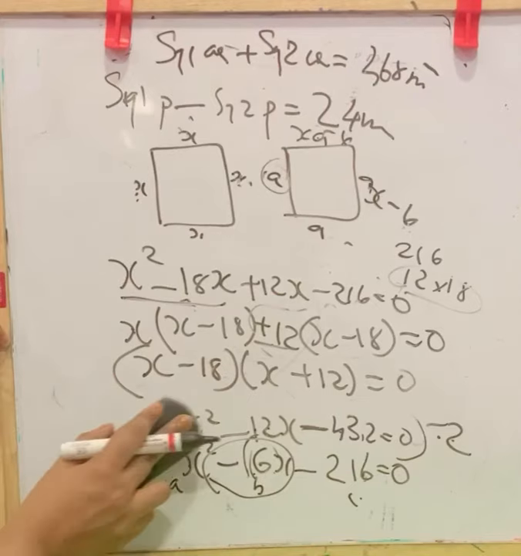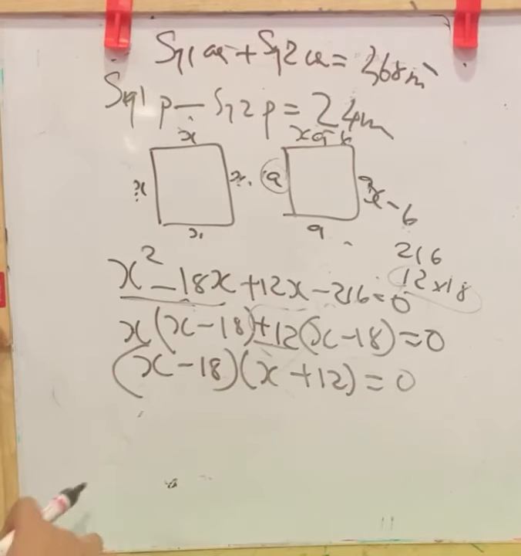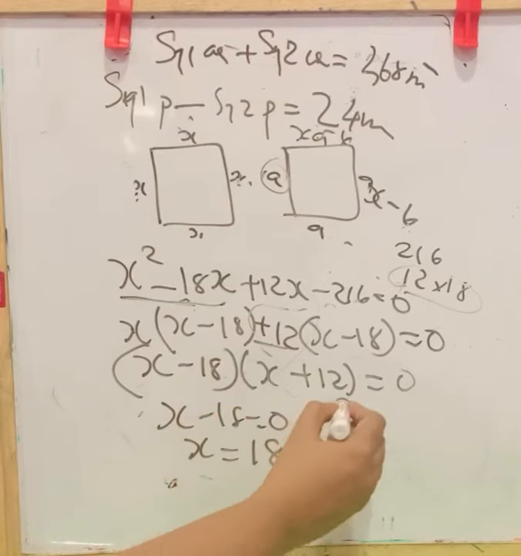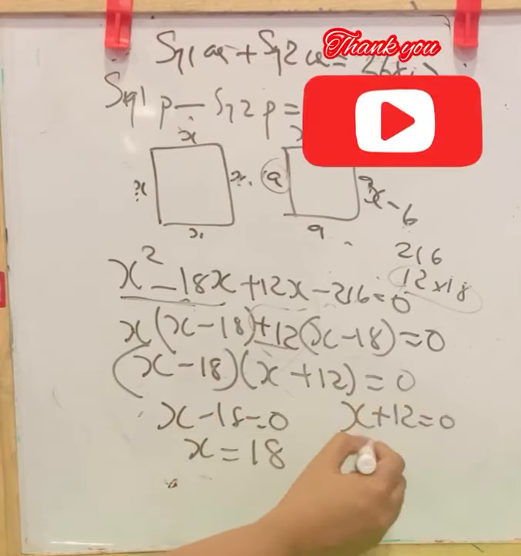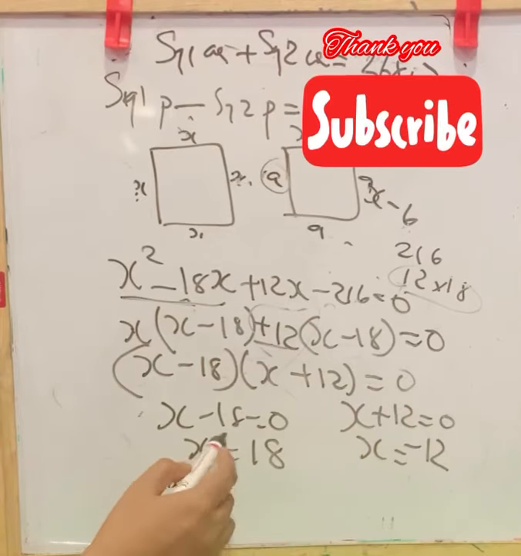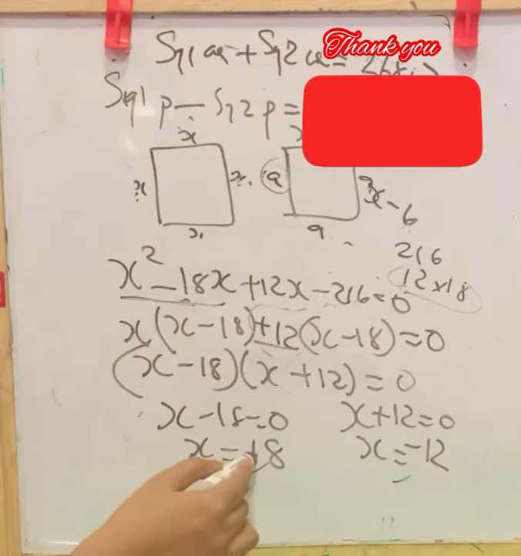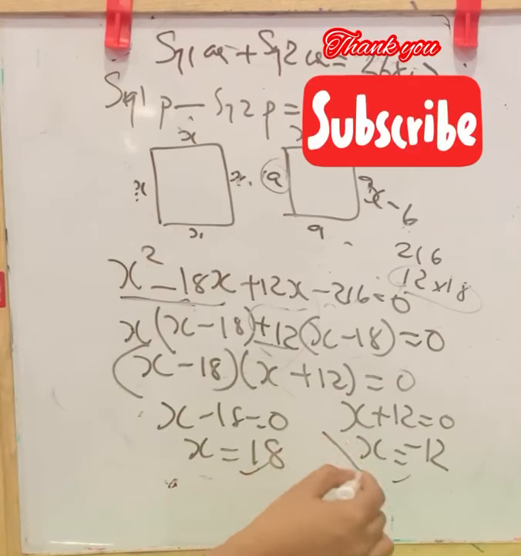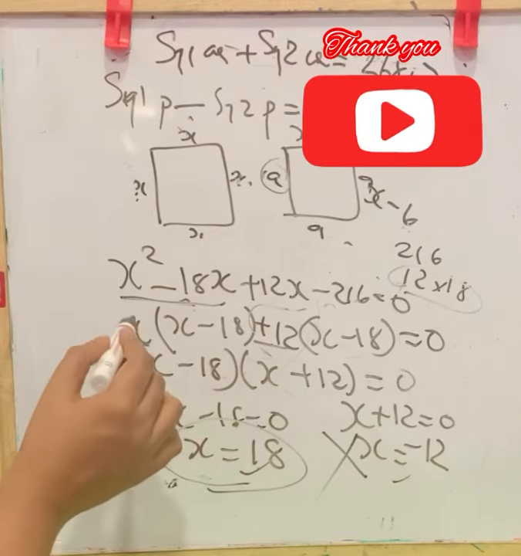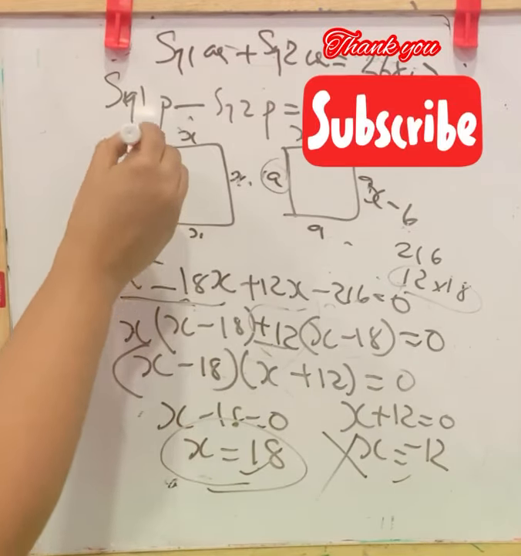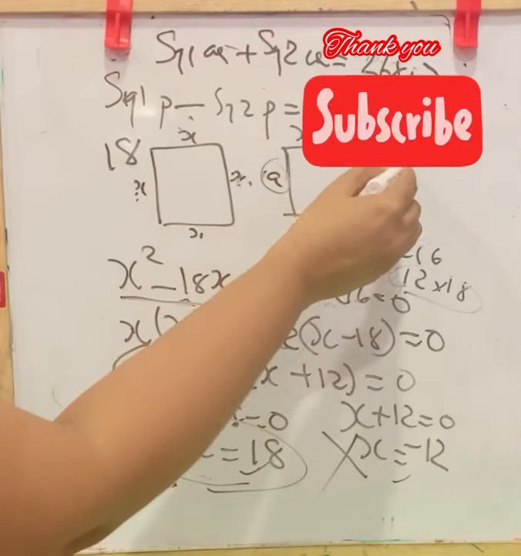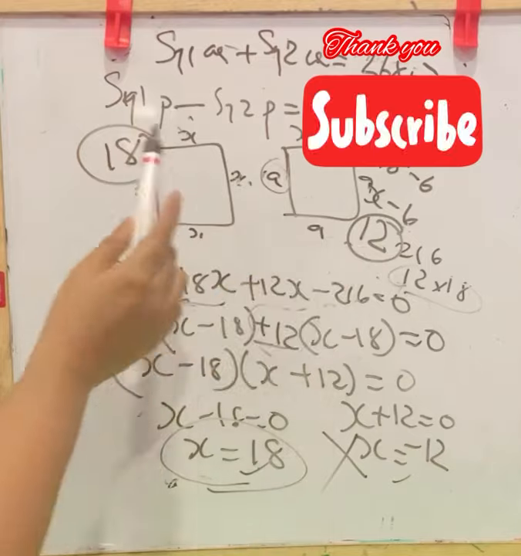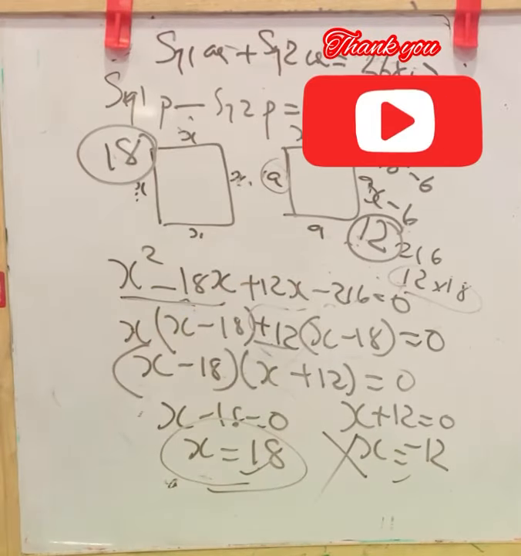Now equate each bracket to 0. That is x minus 18 equal to 0, x is equal to positive 18. X plus 12 equal to 0, x is equal to minus 12. Here 18 and minus 12. We are talking about sides of a square and it will never be negative. So consider x as positive 18. This is 18 and this will be 18 minus 6, that is 12. So the sides of the two squares are, one is 18, the other one is 12 meters.